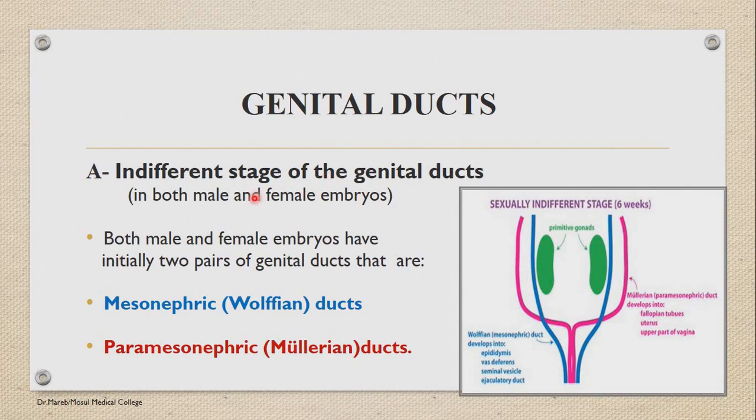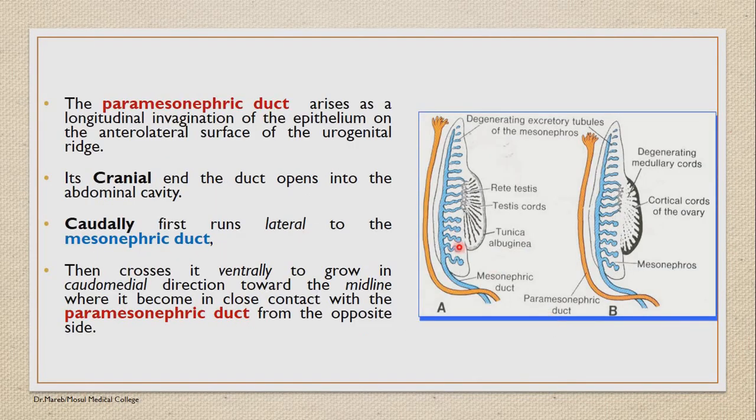That is to say, in both male and female embryos, the development is more or less similar, and both of them initially have 2 pairs of genital ducts, called the Wolffian ducts, or mesonephric, and the paramesonephric or Mullerian ducts. Now the Wolffian duct, as you remember, comes from the mesonephros, which we discussed with the renal system.